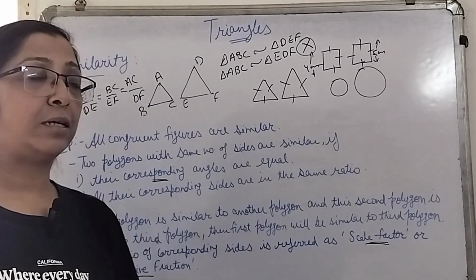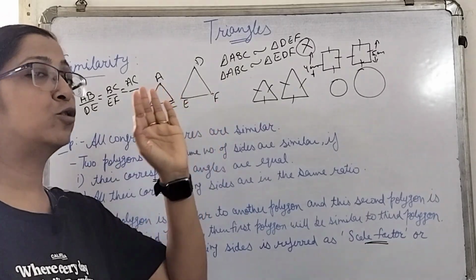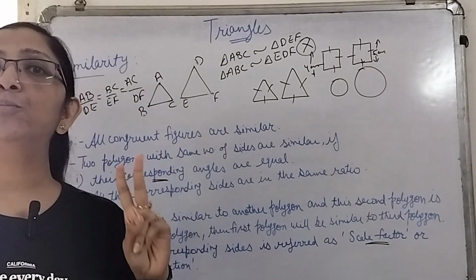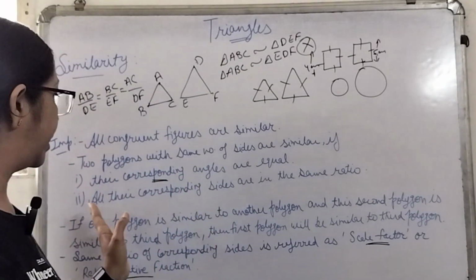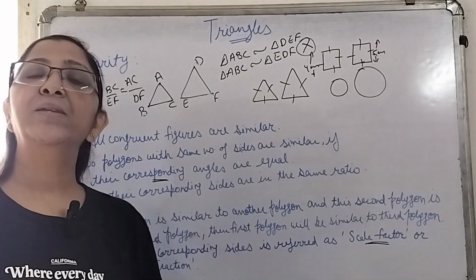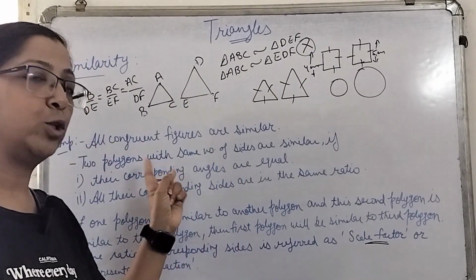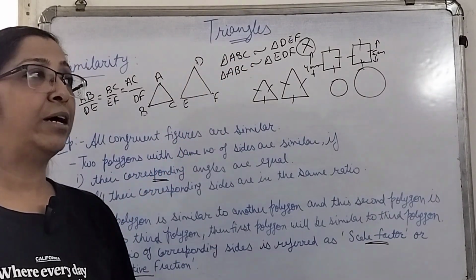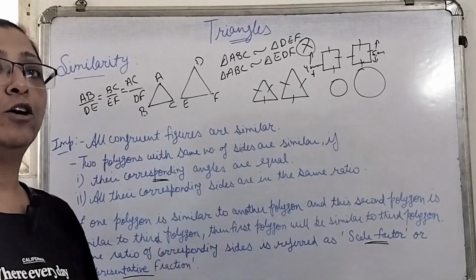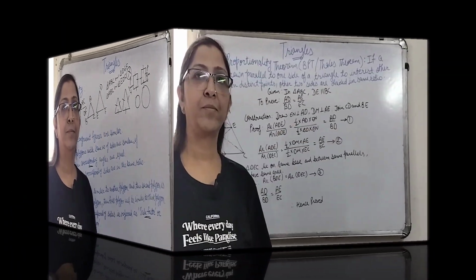So it must be clear that for two figures to be similar, we need to prove two things: that their corresponding angles are equal and their corresponding sides are in the same ratio. In this chapter, we will be discussing triangles only, and what all criteria there are by which we can prove the similarity of triangles.